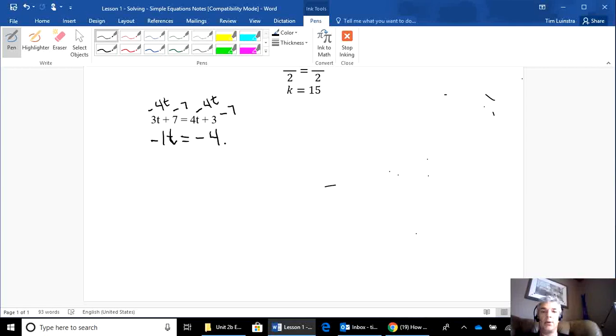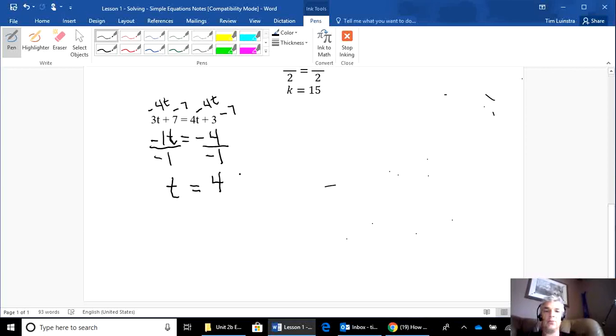Just like I did in the previous question, when I divided by 2, I'm going to now divide by minus 1. So I divide by minus 1 on both sides. It's that simple. Minus 1 divided by minus 1 is positive 1. And if you don't believe me, grab your calculator and put it in. Minus 1 divided by minus 1. You'll see the answer becomes 1. So what do we get? We end up with 1t. How do we write that? We usually don't bother with the 1. We just say t equals, and minus 4 divided by minus 1 is 4. And I have my answer.